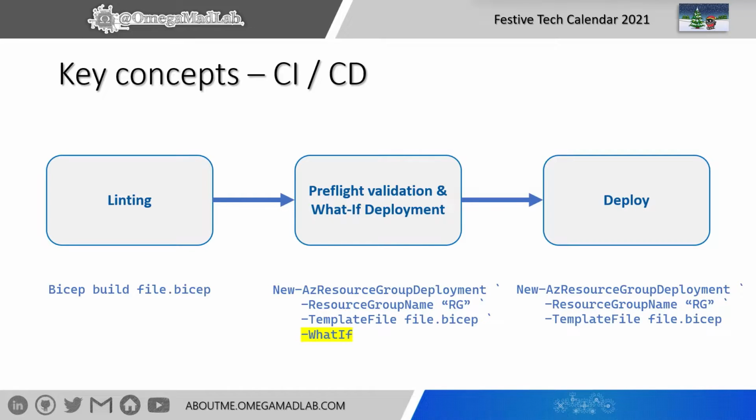After this linting stage, you can leverage a deployment command, like the az deployment group create command or the New-AzResourceGroupDeployment cmdlet in PowerShell, to create a stage that executes the pre-flight validation of the Bicep file and evaluates the proposed changes through a what-if deployment. When you're ready, you can add a third stage that reuses the previous cmdlet without the what-if parameter to deploy the resources in a target resource group or in another scope.